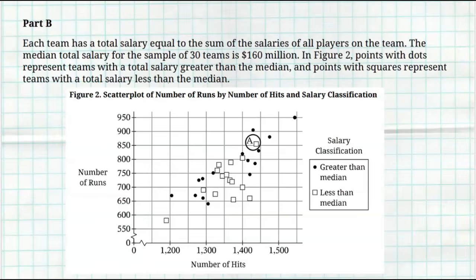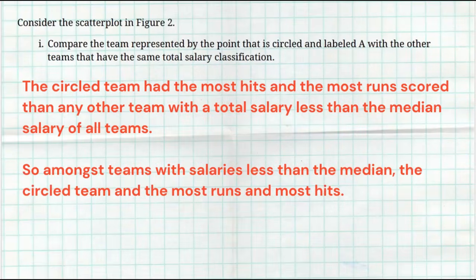All right, the first part, single I, says compare the team represented by the circle that is labeled A with the other teams that have the same total salary classification. Okay, well, the one circled is teams that make less than the median. The first thing I notice is that that particular team has more hits and more runs than all other teams that have a salary that's less than the median. So that's exactly what I wrote.